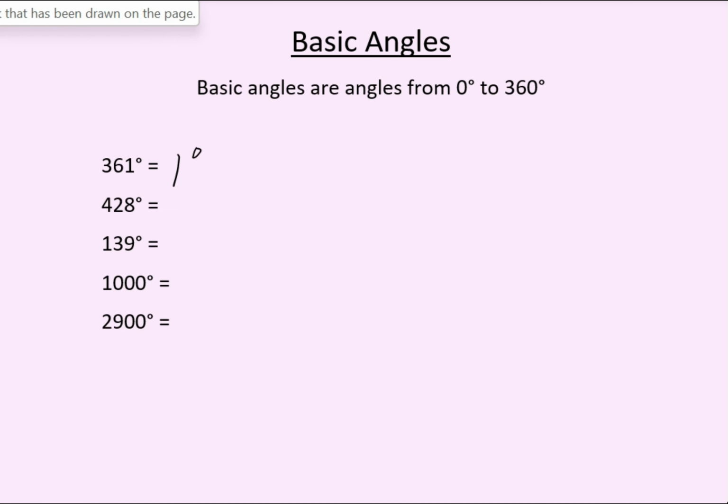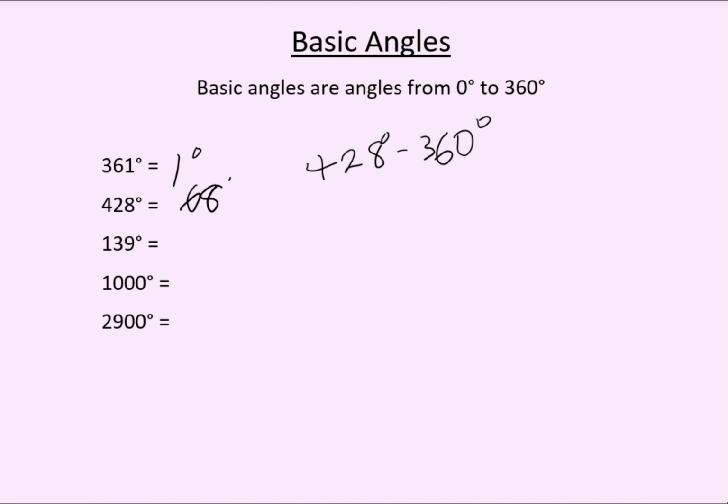To calculate the second one, 428 degrees minus 360 degrees, we have 68 degrees. That's the basic angle of the second one.